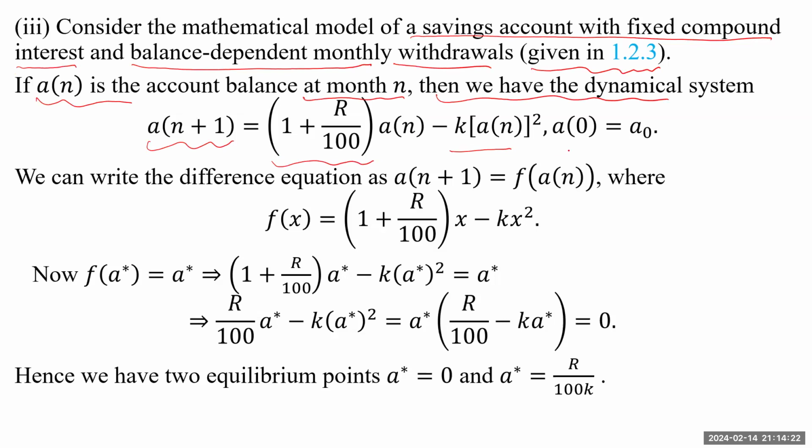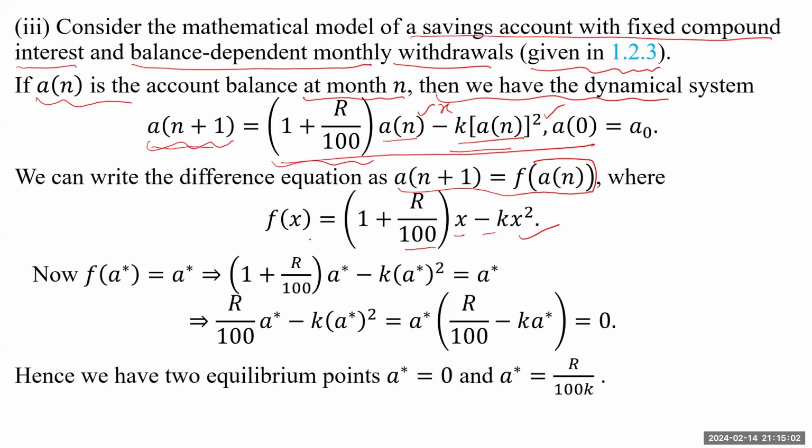Of course, it is clearly nonlinear because of the square. And we know what is your f(x). If you write E(n+1) equals f(a_n), this is your f(a_n). That is the meaning of f(x): in place of a_n just put x. So f(x) equals (1 plus r over 100) times x minus k x square. So in place of a_n, we are going to put x. And on the right hand side, a_(n+1), we are putting f(x).